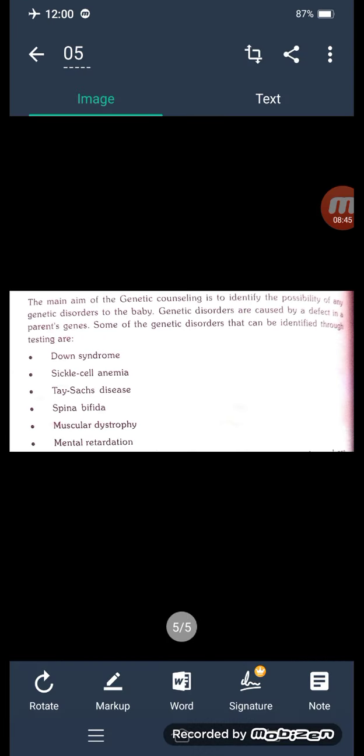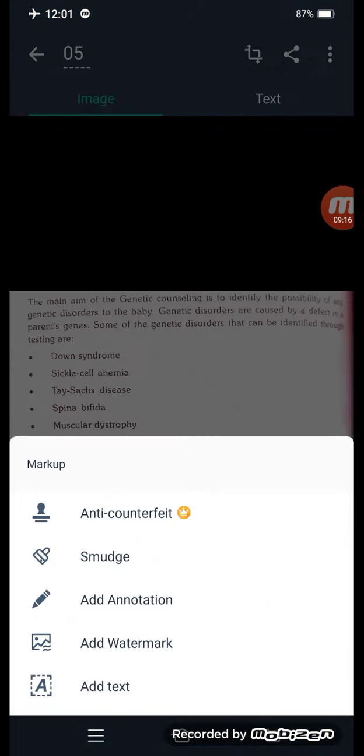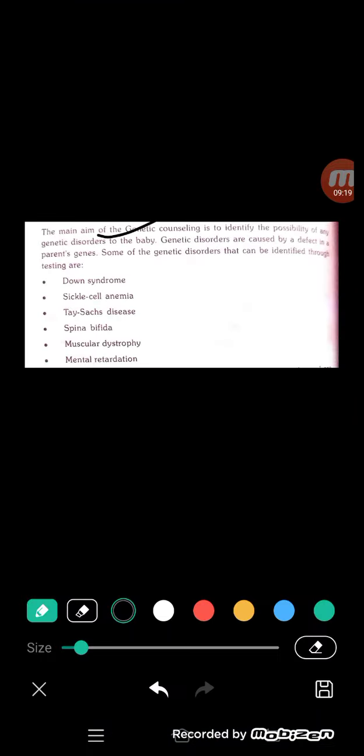And the next one here: the main aim of genetic counseling is to identify the possibility of any genetic disorders in the baby. What is the main aim? The first generation suffered with the same type of disorder, the second generation suffered with the same type of disorder, and the third generation also suffered with the same types of disorders. At that moment, for the next generation, there is a chance of suffering from the genetic disorder. That means there is a possibility of genetic disorders in the baby. In that condition, we choose genetic counseling.